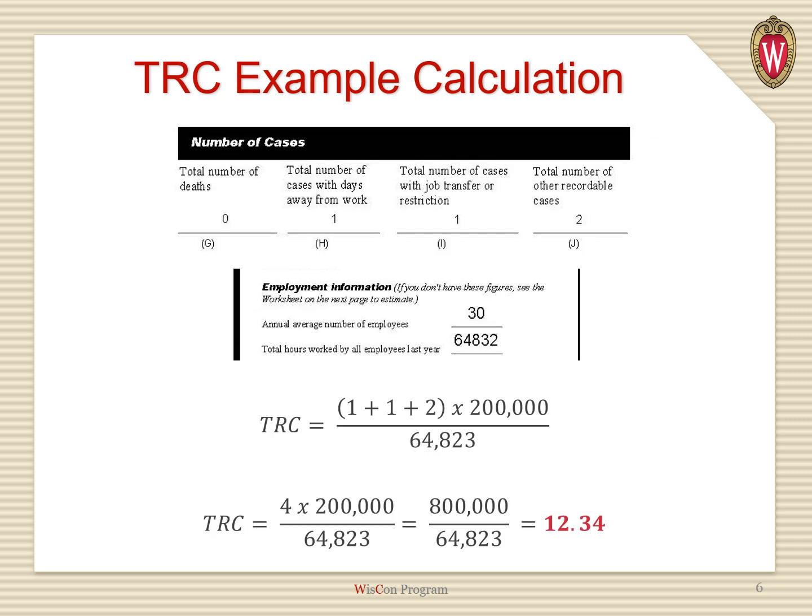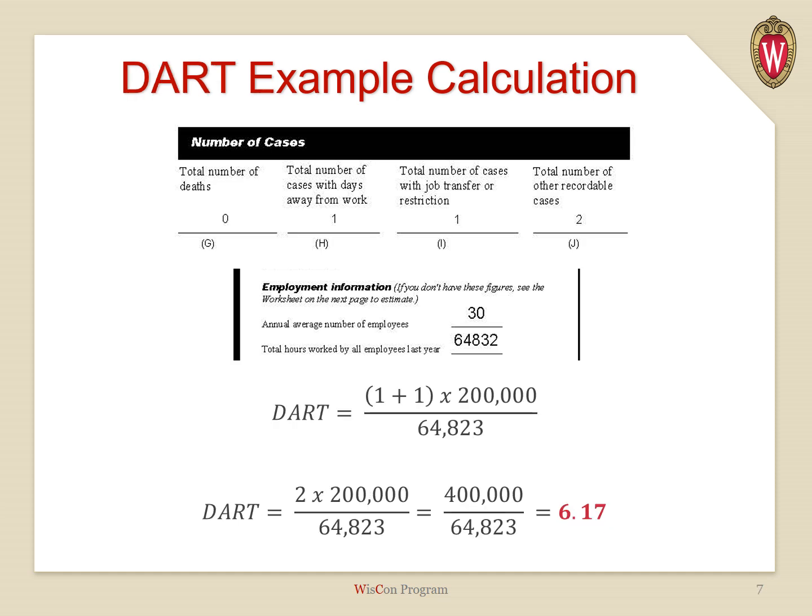Using the formula, let's calculate our TRC. Column H is equal to 1, column I is equal to 1, and column J is equal to 2. 1 plus 1 plus 2 is equal to 4. 4 times 200,000 is equal to 800,000. And 800,000 divided by 64,823 is 12.34, which means our TRC is 12.34.